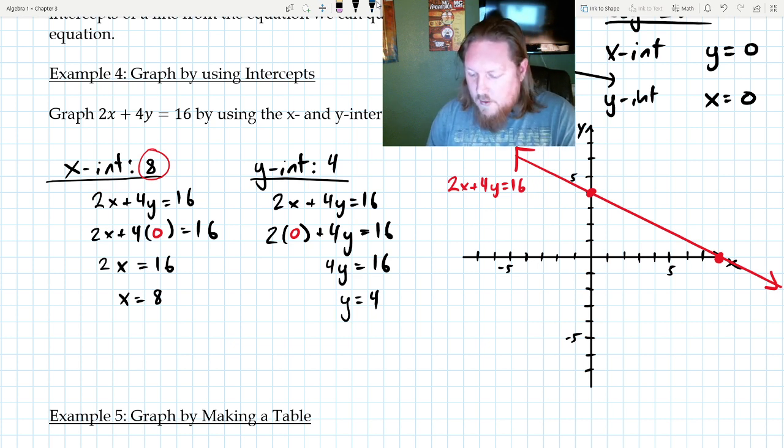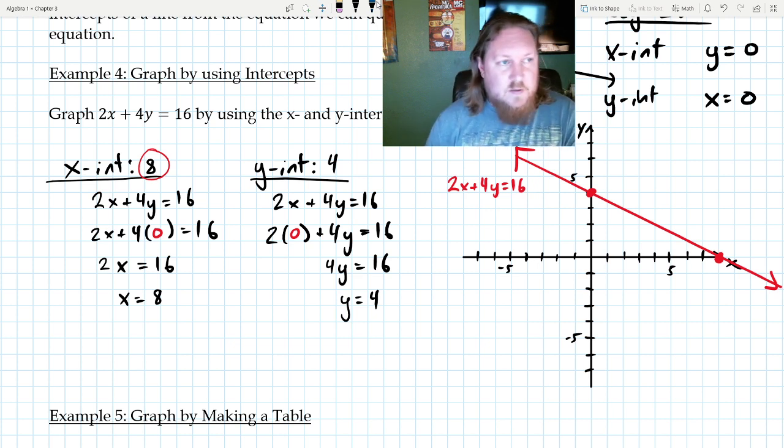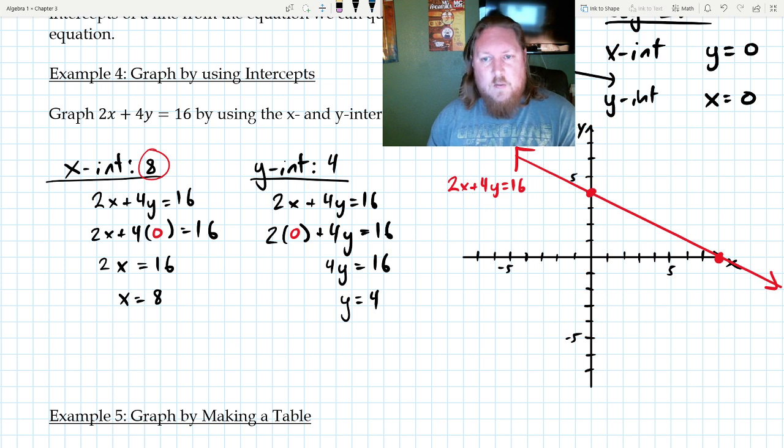So that's how you graph using intercepts. Some people don't like it. I think it's actually one of the easiest ways to graph because it's really easy to calculate out those 2 points. It gets a little bit more difficult when it doesn't come out to be nice round numbers. Like if this had equaled 15 instead of 16, I'd have halves in there, and then it's kind of nasty that way. But for the most part, this is a pretty good way of graphing lines.